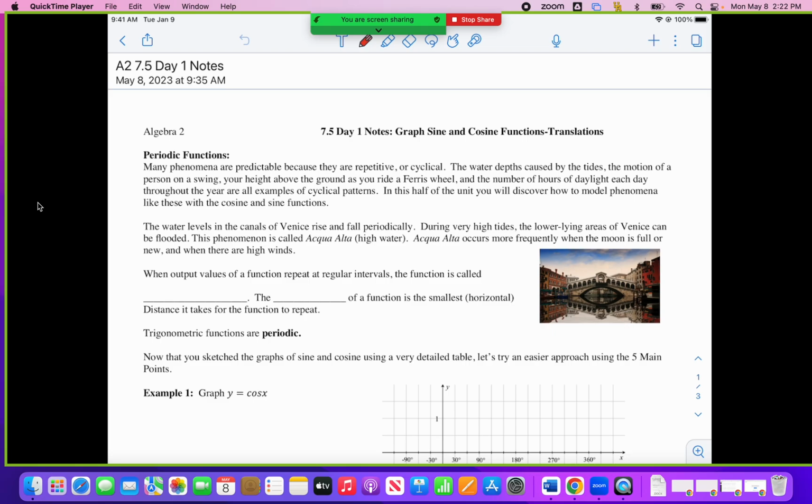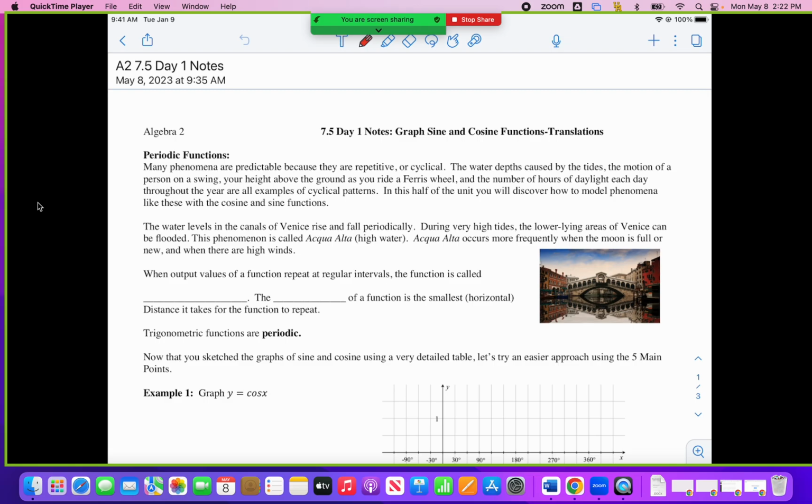Right, here we go. We have something called periodic functions. Many phenomena are predictable because they are repetitive or cyclical. The water depths caused by the tides, the motion of a person on a swing, your height above the ground as you ride a Ferris wheel, and the number of hours of daylight each day throughout the year are all examples of cyclical patterns. In this half of our trig unit, you will discover how to model phenomena like these with the cosine and sine functions.